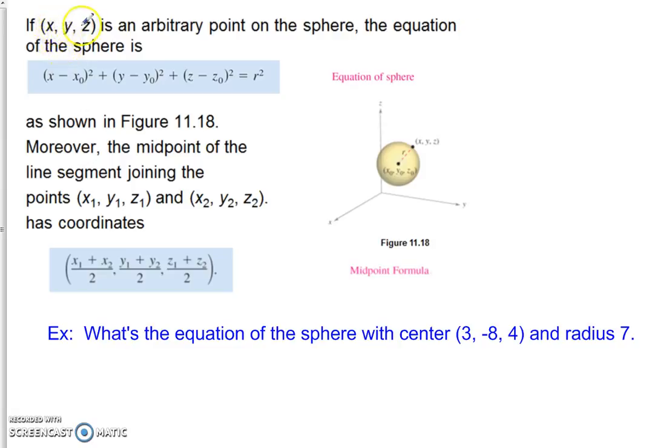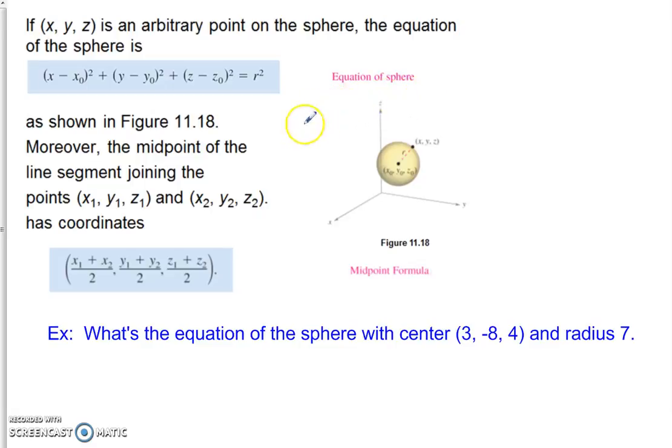All right, if xyz is some arbitrary point on the sphere, okay, it's a point on the sphere, you can see it right here. The equation of the sphere is given by x minus x naught, quantity squared, plus y minus y naught, quantity squared, plus z minus z naught, quantity squared, equals r squared. Boy, that sure looks a lot like the equation of a circle, but remember the definition of a sphere is the set of all points in space equidistant from a given point called the center. Definition of a circle, set of all points on a plane equidistant from a given point called the center.